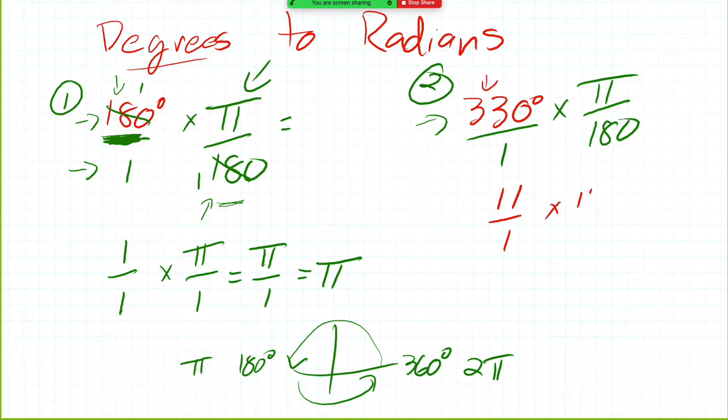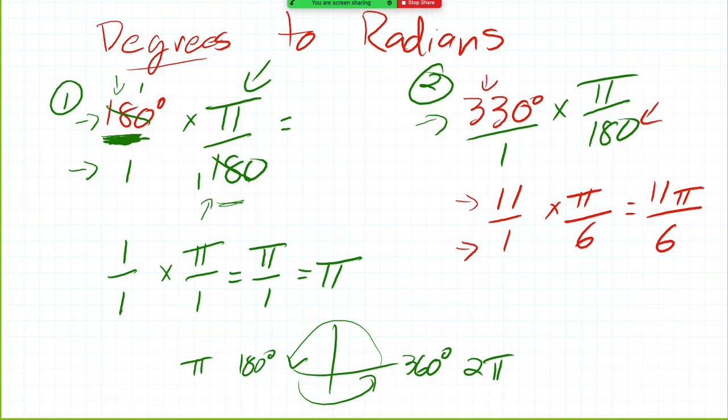And if I divide 30 into 180, I'm going to end up with 5, I believe. Is that right? Yeah, no, 6. Yes, 6. Okay, those look like they're reduced as far as they can go. So now we would carry out that multiplication of the top by the top and the bottom by the bottom. And we get 11 pi divided by 6, and that doesn't reduce any farther, okay?